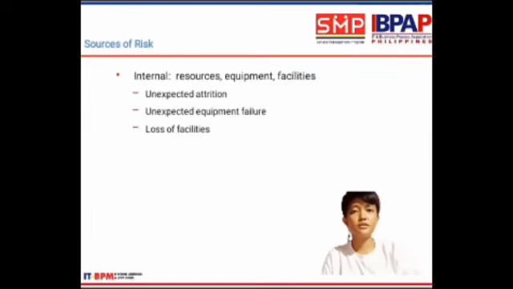Sources of risk. Internal: resources, equipment, facilities. Unexpected attrition. Unexpected attrition refers to a gradual but deliberate reduction in staff numbers. Next is unexpected equipment failure, which is any event in which any equipment cannot accomplish its intended purpose or task. The last is loss of facilities.